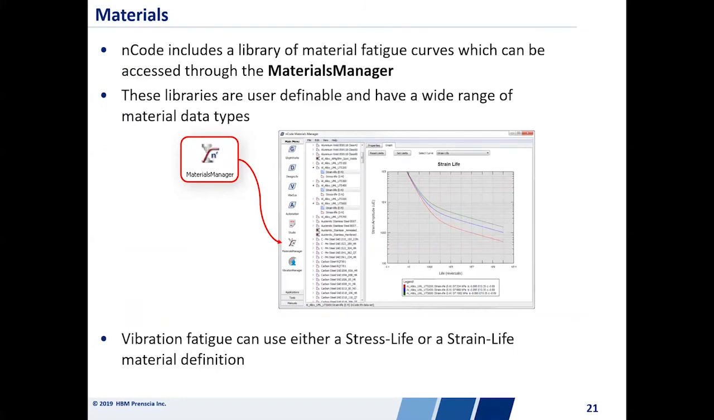The final input into the fatigue roadmap is going to be the material definition. So if you've ever used nCode before, you've probably seen that it comes with several material libraries. And these libraries, for the most part, contain fatigue curves, sometimes stress life, sometimes strain life, sometimes both. And those can all be accessed through the material manager. Now, it's important to know that these libraries are user definable.